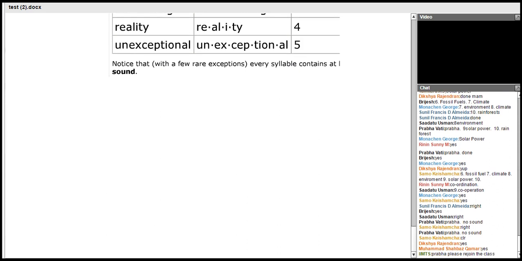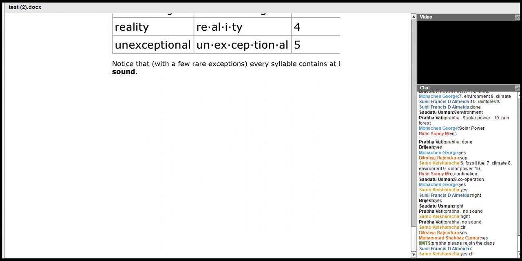Now, let's proceed ahead with the next section of grammar. Fine. Is this much clear to everyone? Shall we proceed ahead with the next topic? Alright.